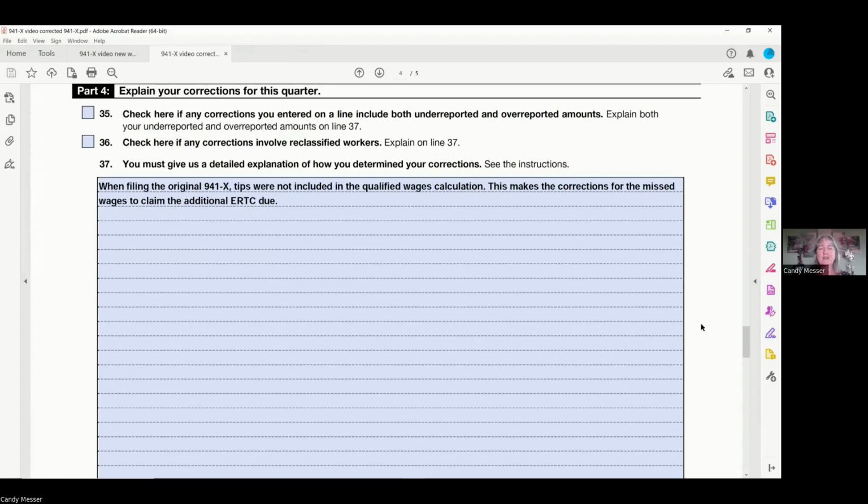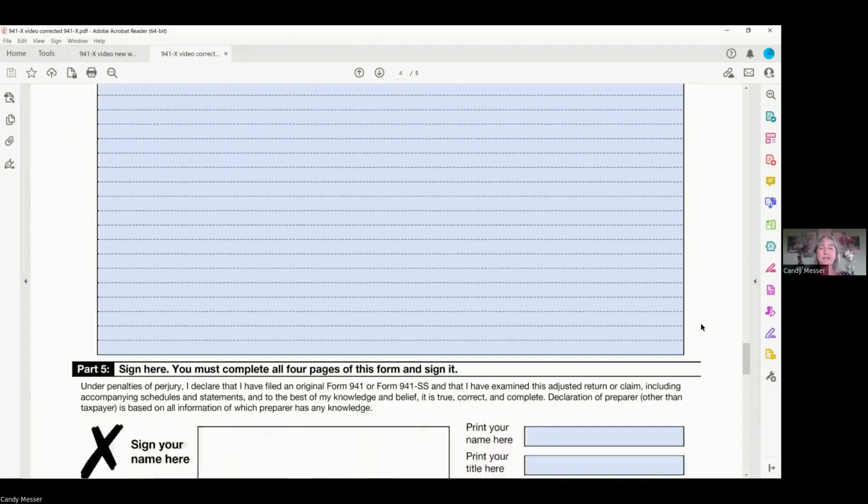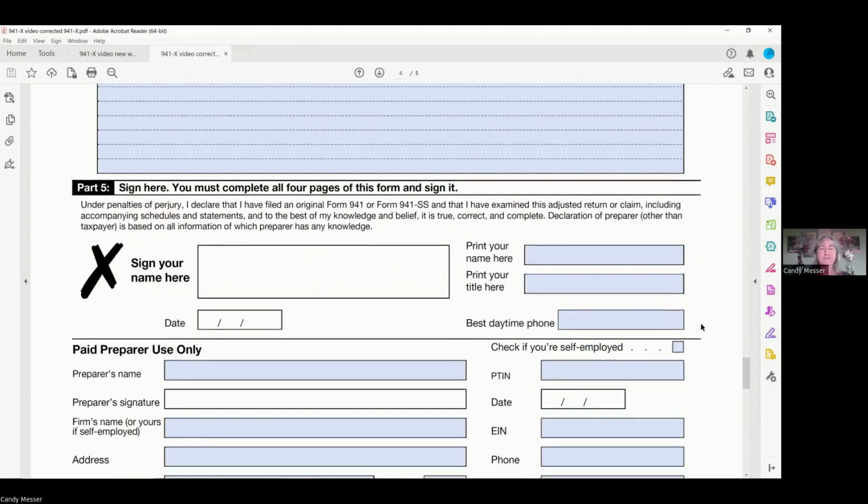Now, again, when you are filing these forms, you must sign in Part 5. This is a legal document and they will not process it if you do not complete Section 5. So sign your name, put the date, print your name, title, and phone number.